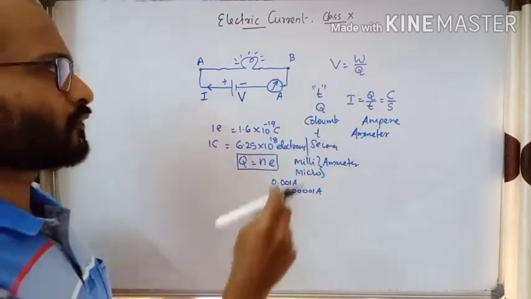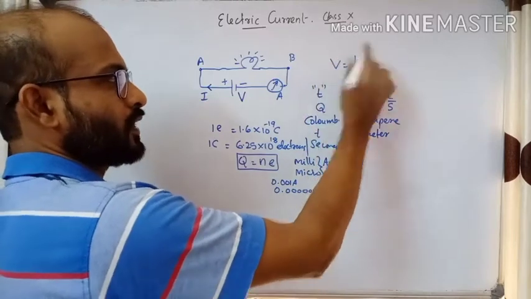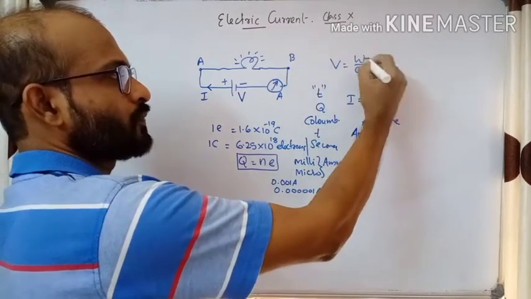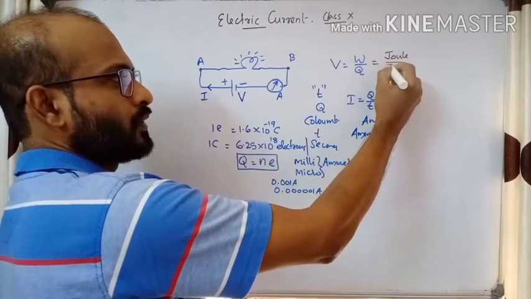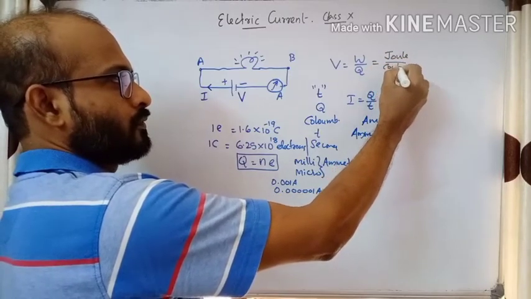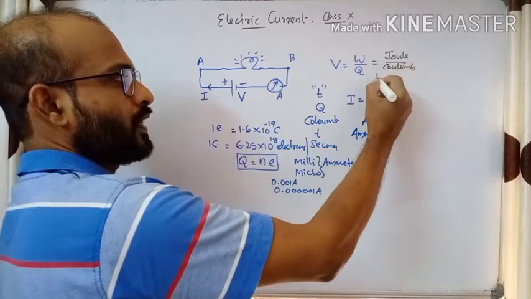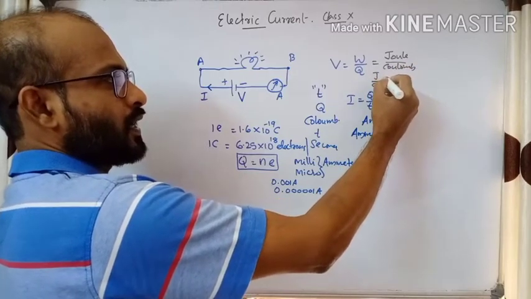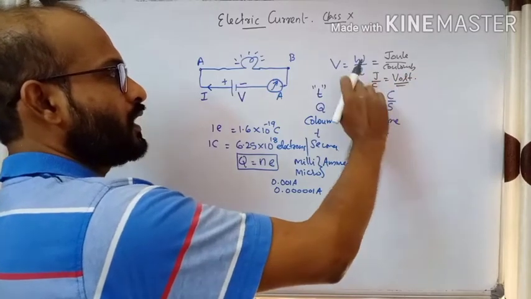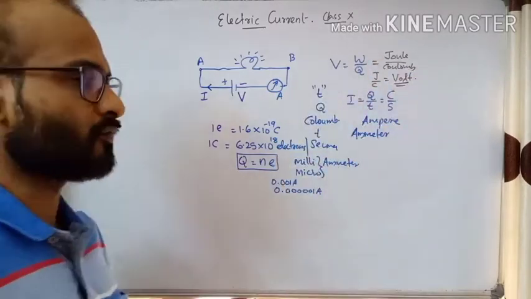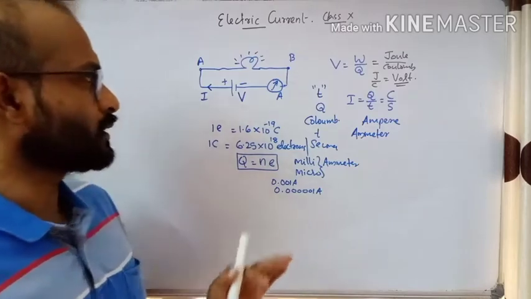Now we can give a unit for potential difference. V is called potential difference. How can we give the unit? Work has the unit joule and charge has coulomb. So joule per coulomb, we can write J by C. It has got another name, volt. So volt is the SI unit of potential difference. Okay, so that's about potential.